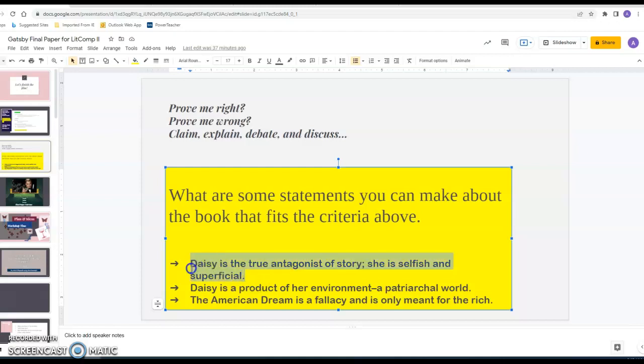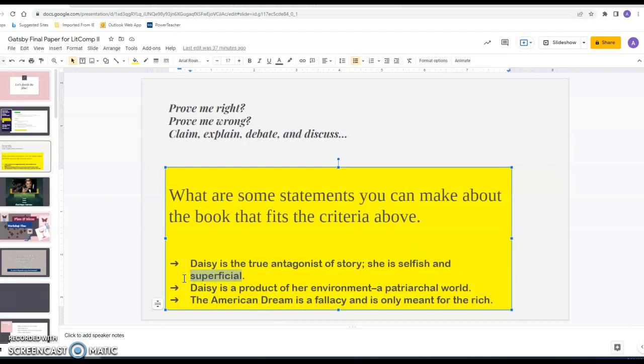So for instance, Daisy is the true antagonist of the story. She is selfish and superficial. That's a pretty harsh claim about the character. I'd have to explain how she's the antagonist and who would be the protagonist. I'd have to explain her selfish choices. I'd also have to explain how she's superficial.